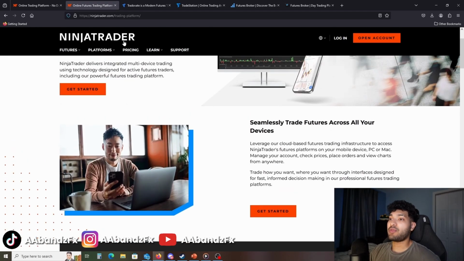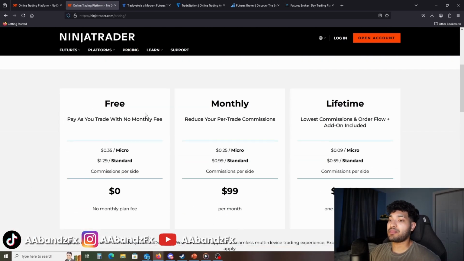Now, with NinjaTrader, you have to buy a license as well. You can have a free license, and these are the commissions that you pay with a free license when you're trying to trade a micro contract or a standard contract. Obviously, no monthly plan. I actually have the lifetime license with NinjaTrader. I paid 1.5K for it.